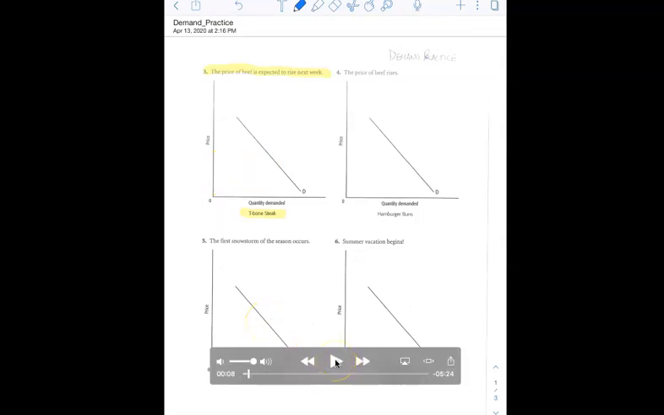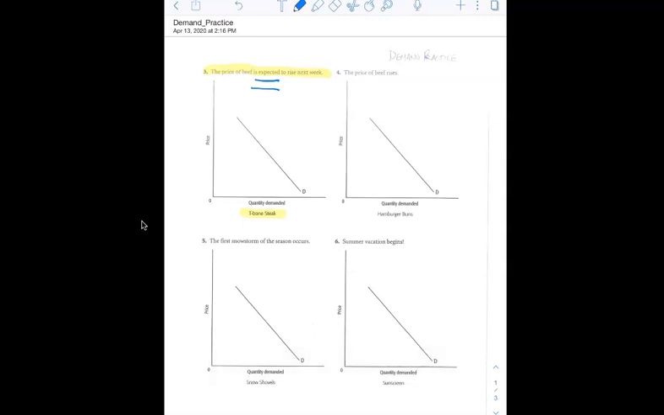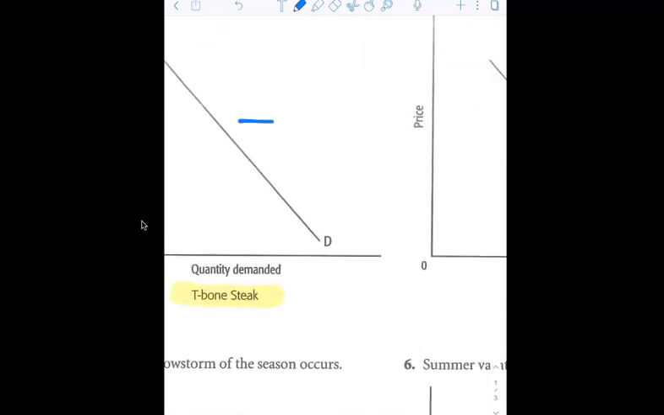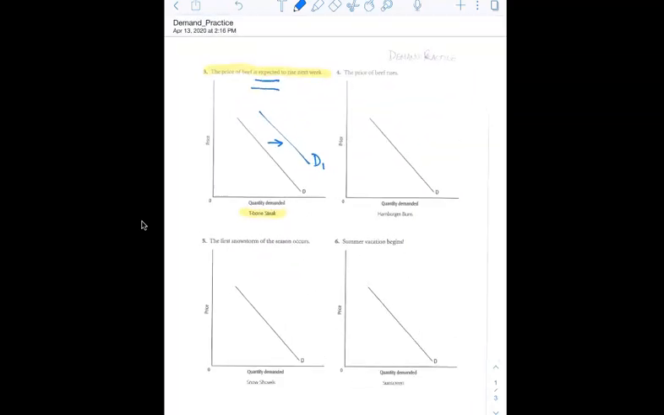So with T-bone steaks, we'll start there, and the price of beef is expected to rise next week. So the key there is expected. And remember, one of our shifters is expectations of the buyer. And since that is the case, we're going to see an increase in demand because we expect beef to get more expensive. Buyers are going to want T-bones now compared to next week when they get to be more expensive.